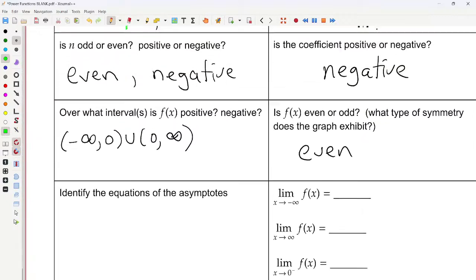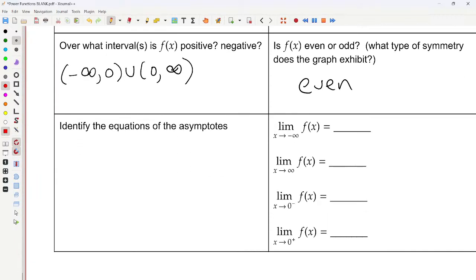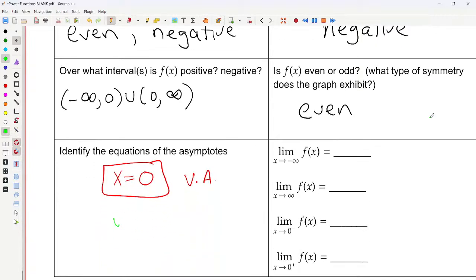Identify the equations of the asymptotes. The equations of the asymptotes is not the same as the behavior. It's not the limit definition. It literally just says, what are the equations of the asymptotes? Our vertical asymptote right here. What's the equation of a vertical line? X equals 0. That's your vertical asymptote. And right over here is your horizontal asymptote, y equals 0.